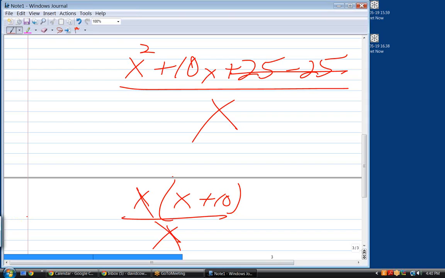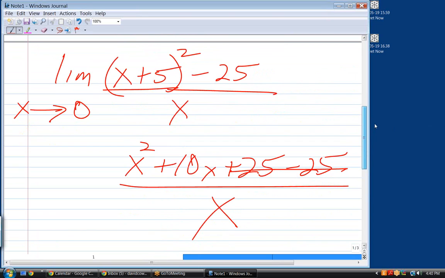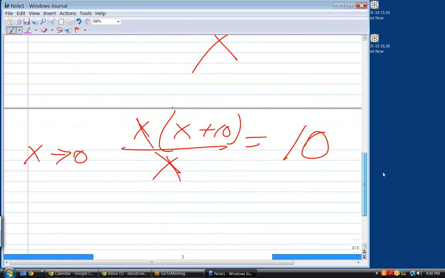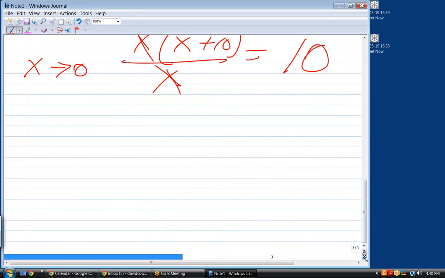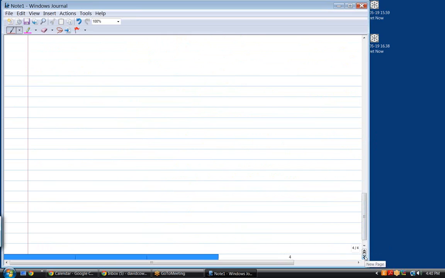And what happens to this as x goes to 0? It becomes 10. That's how you do limits when you end up with 0 over 0: you want to somehow factor that denominator out. Okay, what else you got?